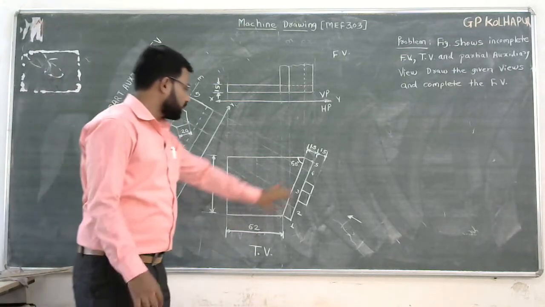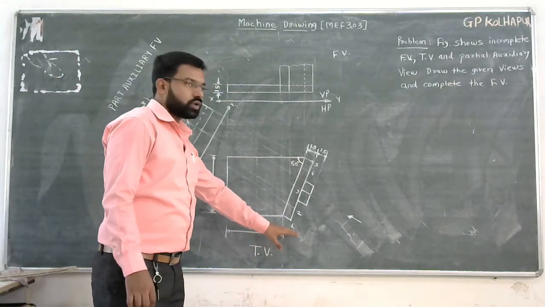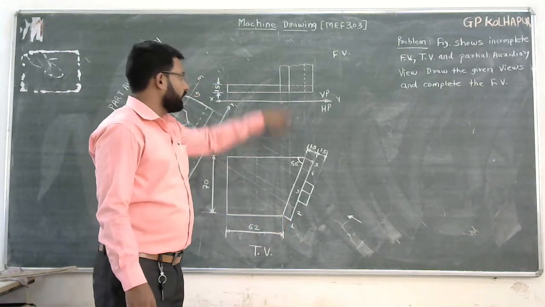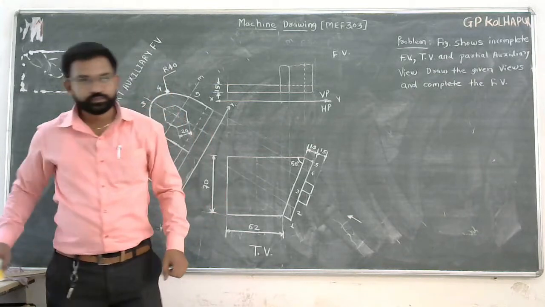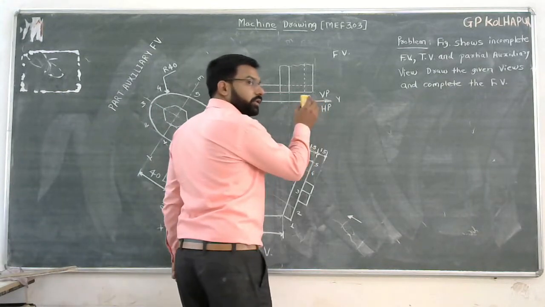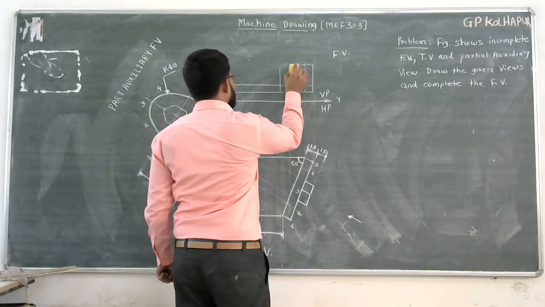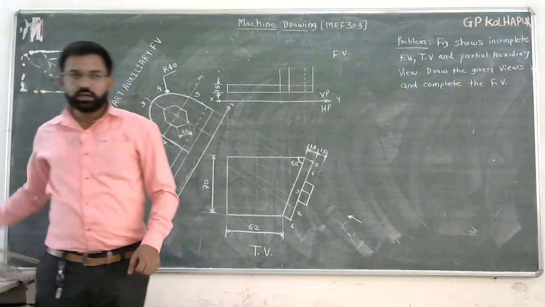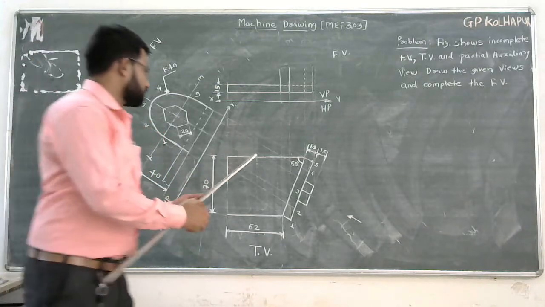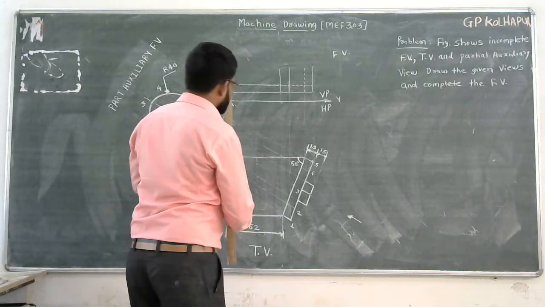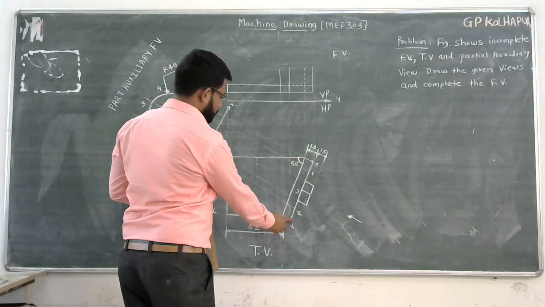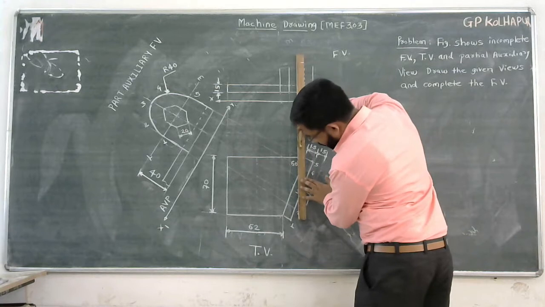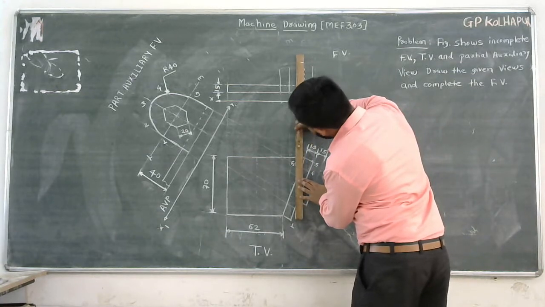Now transfer the points from this top view to the front view. You have to draw the projector from each point in the front view. This incomplete front view is given, and you have to complete it. For that purpose, draw the vertical projectors from all these points. I have drawn the projector from point 1. Next is point number 2, so draw the projector from point number 2.